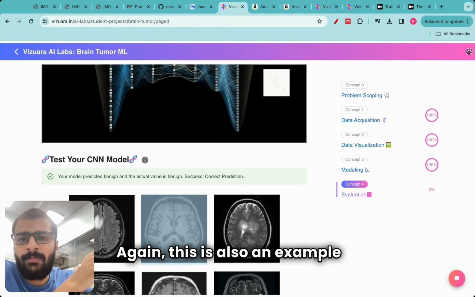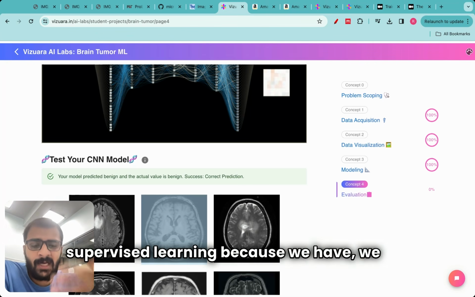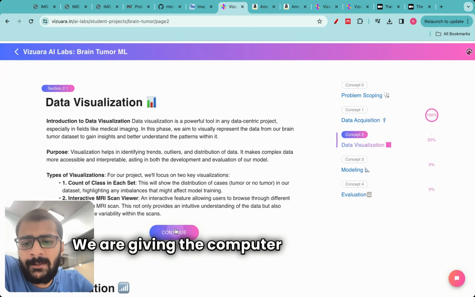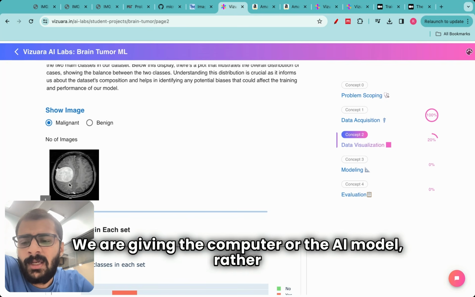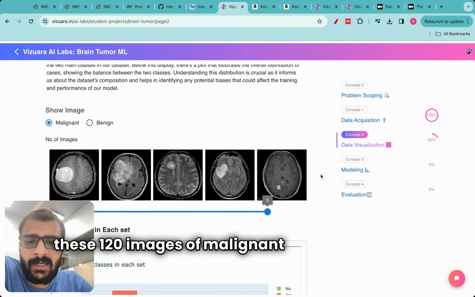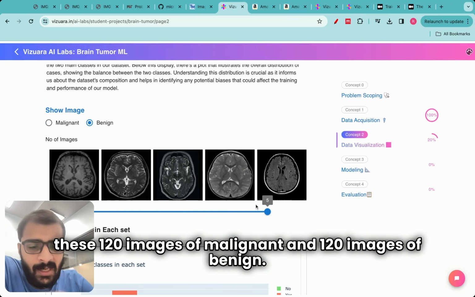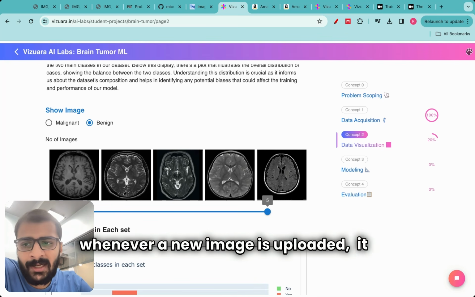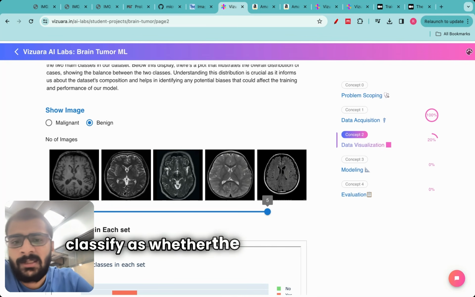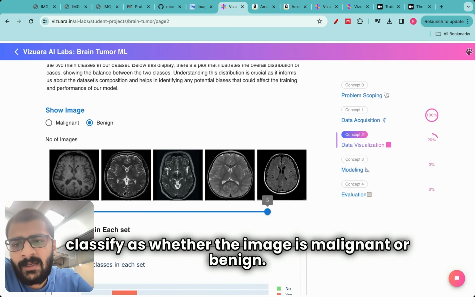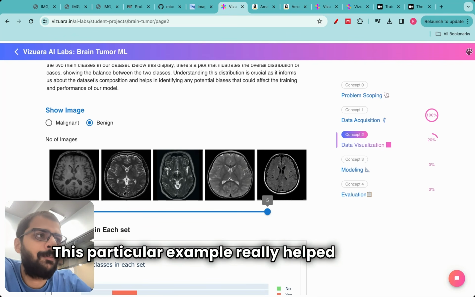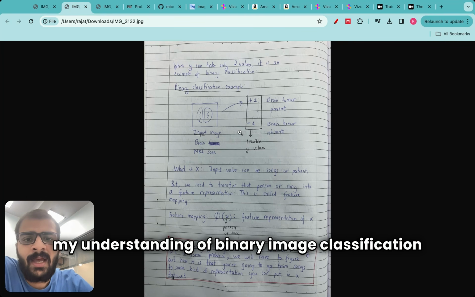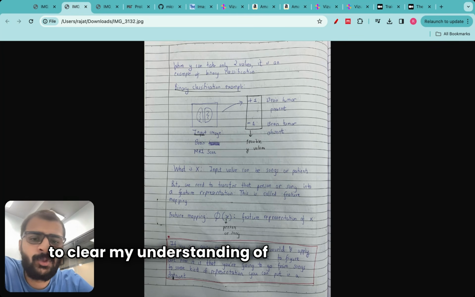Again, this is also an example of supervised learning because we are giving the computer input output pairs. We are giving the computer, or the AI model rather, these 120 images of malignant and 120 images of benign, and we are asking it to train so that whenever a new image is uploaded, it can correctly classify whether the image is malignant or benign. This particular example really helped me to clear my understanding of binary image classification and also of supervised learning.